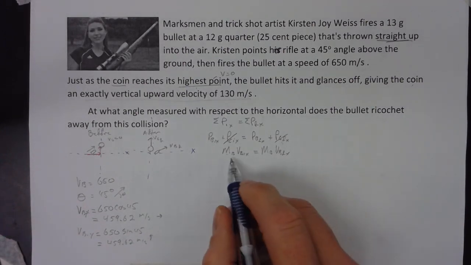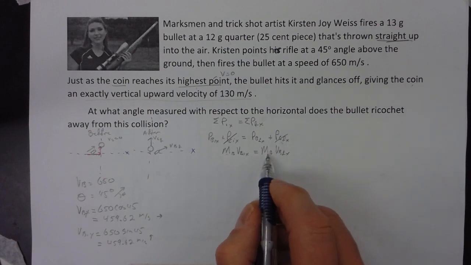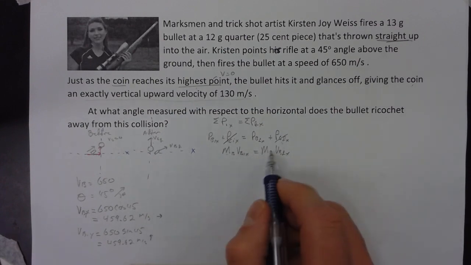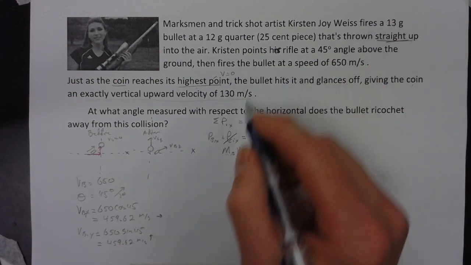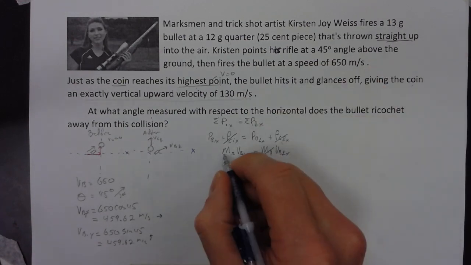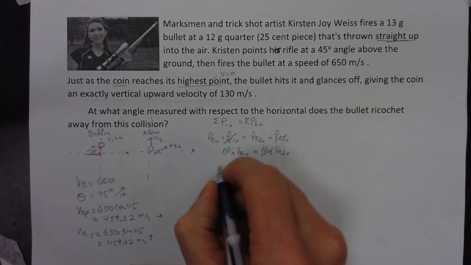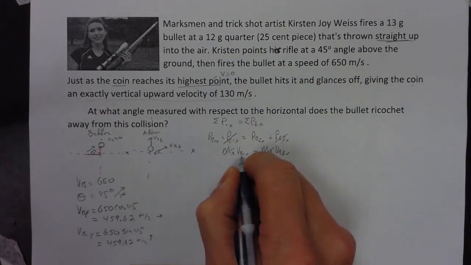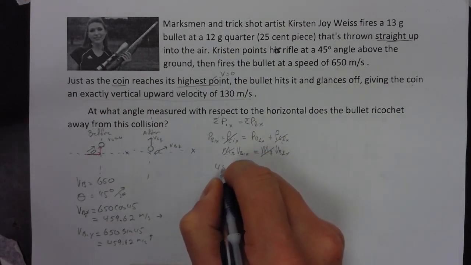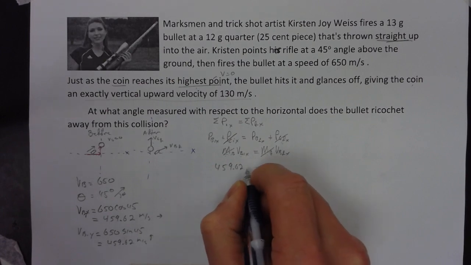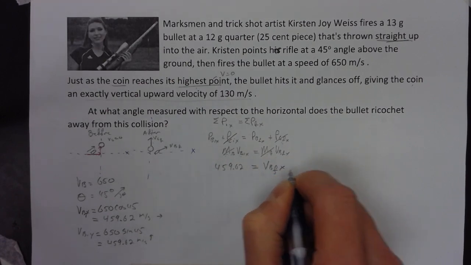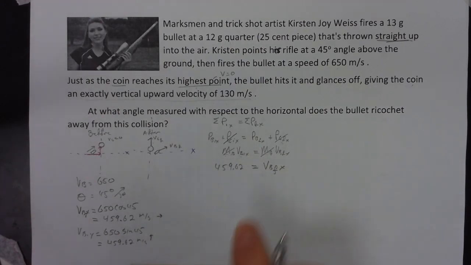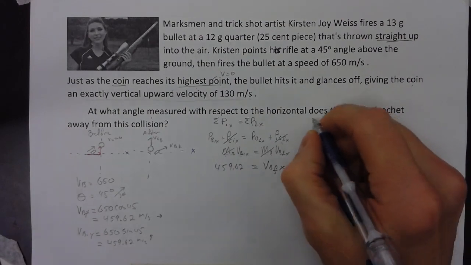All right, so going back to the x momentums, I found this x velocity. The bullet mass is 13, but it's on both sides, so that reduces. So I can see here that the initial velocity, 459.62, is going to equal the velocity of the bullet finally in the x direction. So I got the x component. Now I have to go find the y component.